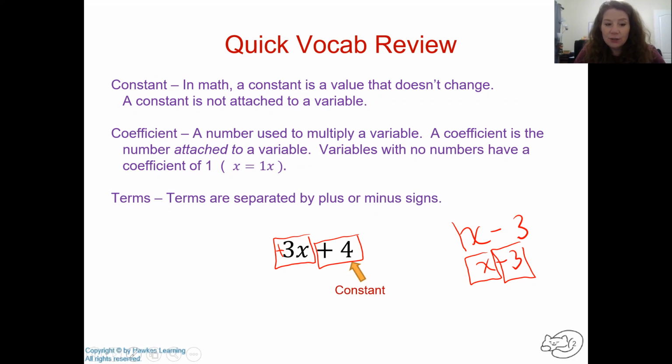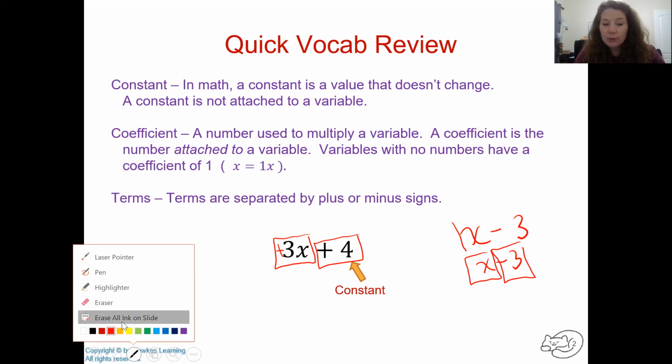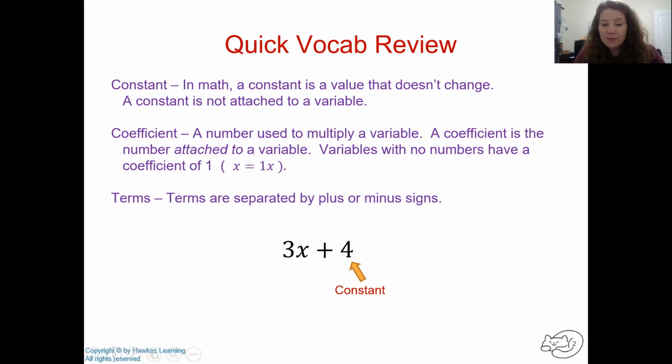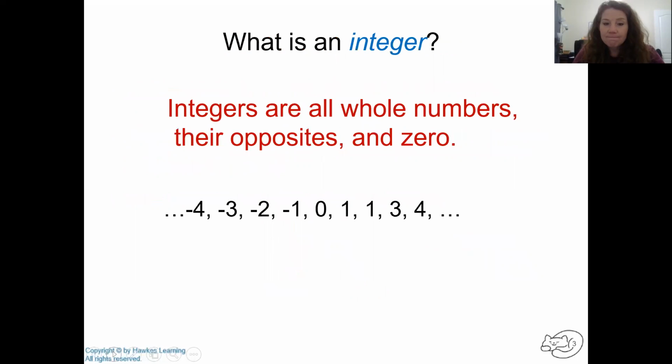All right, so let me get rid of my scribbles. So our constant here is 4 because it's not attached to a variable. Our coefficient in this situation is 3 and our variable is x. There are 2 terms, 3x and positive 4.